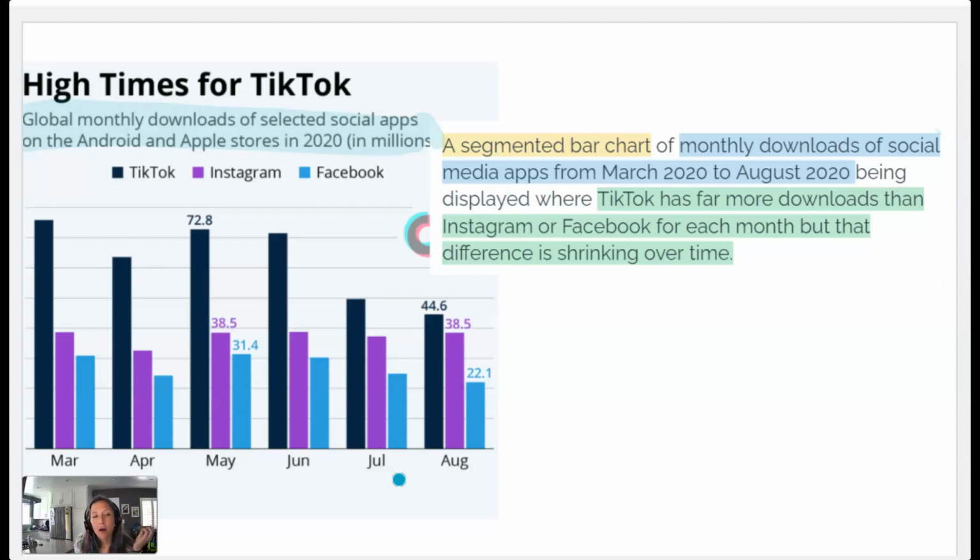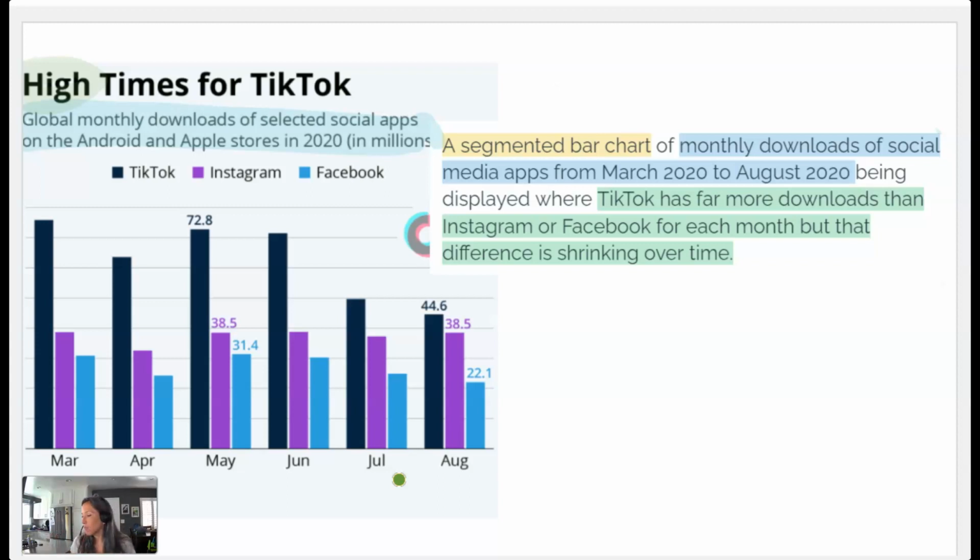And then the hardest part of this is the reason that this graph is included. Now, the title gives us a hint to that reason, right? As we discussed, the high times for TikTok. So when I wrote my purpose here, and there's no saying that this is the right answer, but this is how I did. I wrote that TikTok had far more downloads than Instagram or Facebook. So I'm making it clear which social media apps are being compared, and I am giving that takeaway that TikTok is getting more downloads than the other two.